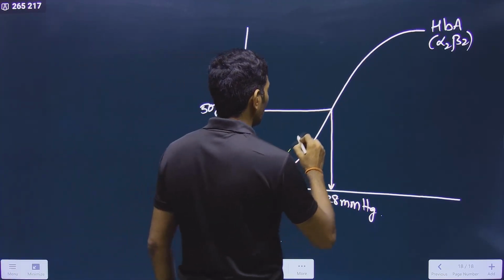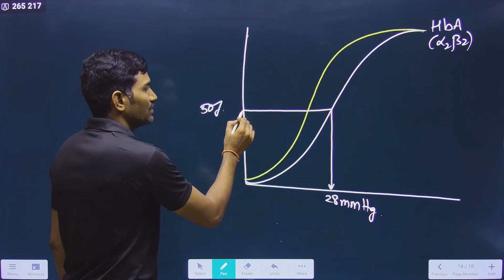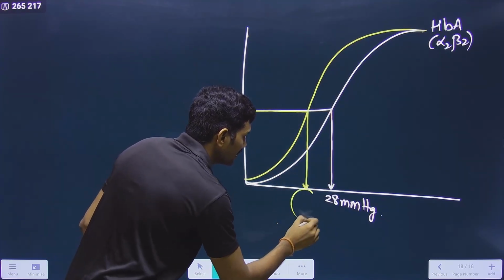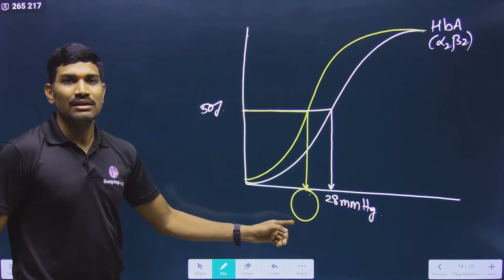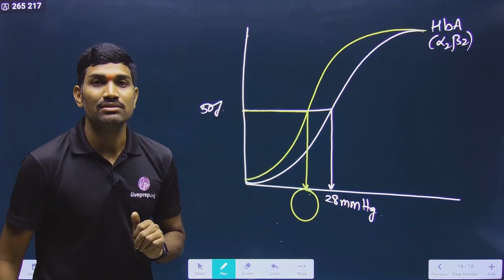That's why it is coming on the left side. So this 50 will be the same only. But when you are making a line, it is coming here, less than this. Lesser P50 value. P50 value is lesser. What is the meaning of this?